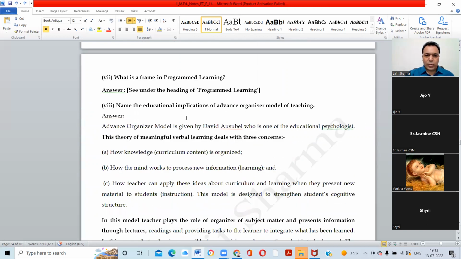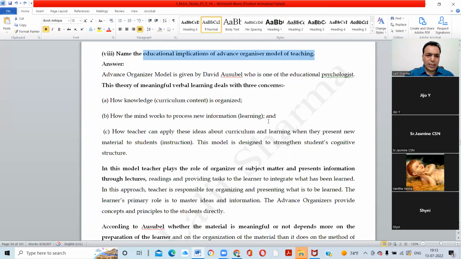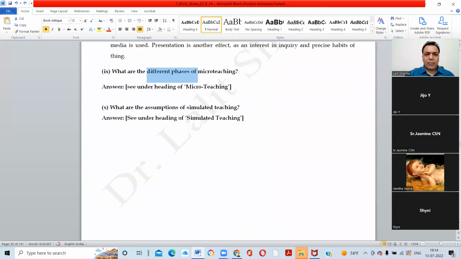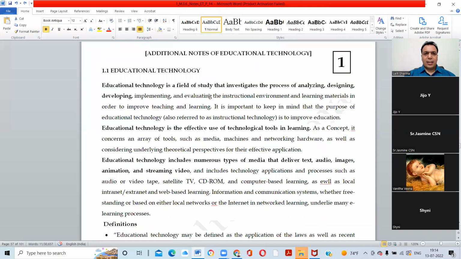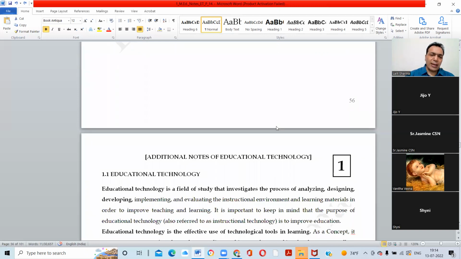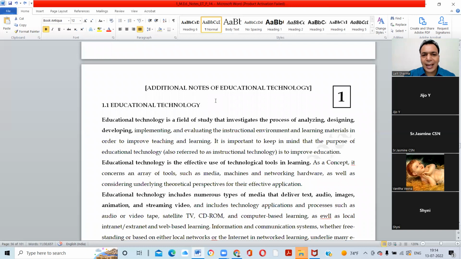Frame in programmed learning, educational implication, advanced organizer model of teaching. I have explained the advanced organizer model of teaching, right? And the difference between the phases of micro teaching and simulated teaching, we will cover in the next pages. Up to 56 pages, I have solved all the last year papers, and I have defined some short answers also. After the 56 pages, for the rest of the pages, I have made the notes of the rest of the part which was left from your syllabus.